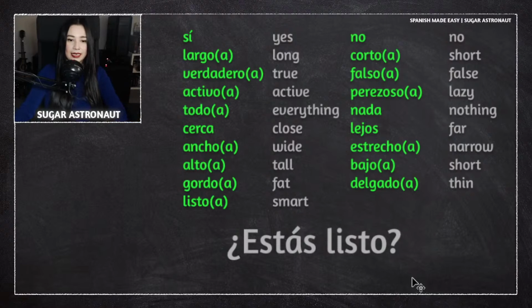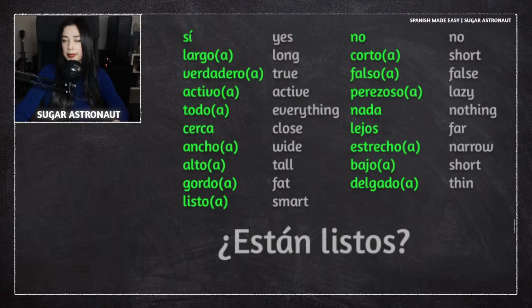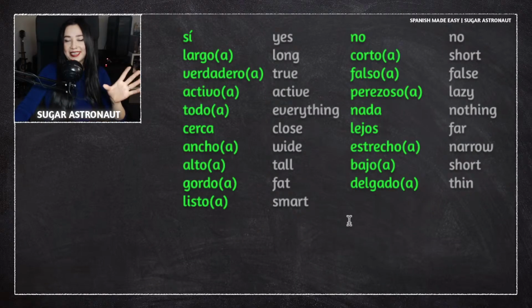And you can also say, ¿estás lista? That's if you are talking to a female. This is the masculine form. ¿Estás listo? And it can also be ¿están listos? If you're talking to a group of people. ¿Están listas? This is if you're talking to a group of women or girls. Are you ready? Very interesting.